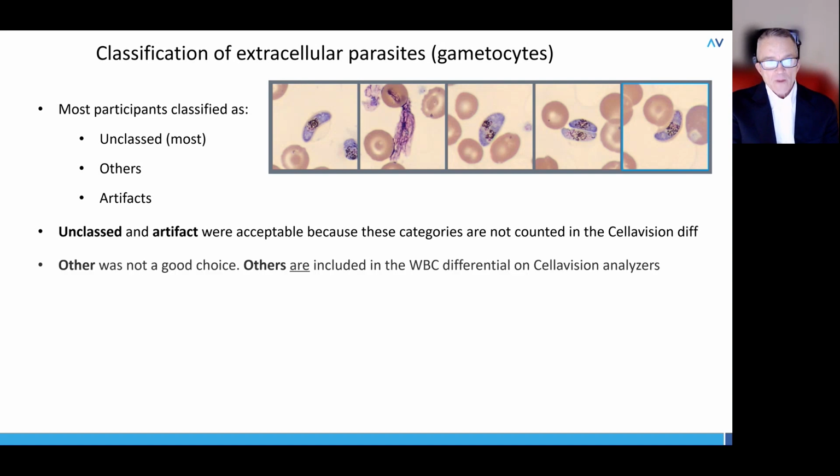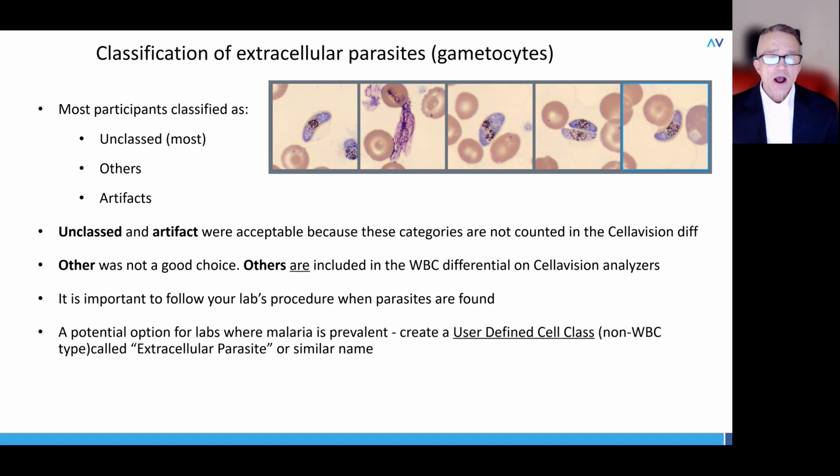That's important. Using others is really not the best choice on CellaVision, because the objects that you put in others are included in the white blood cell differential, and so they will affect the accuracy of the cell counts. It's important, regardless, to follow your lab's procedure when any type of parasite is found using manual microscope or CellaVision. Now, I wanted to mention an option for labs that are in areas of the world where malaria is quite prevalent. The possibility is to create what we call a user-defined cell class, which any lab can do.